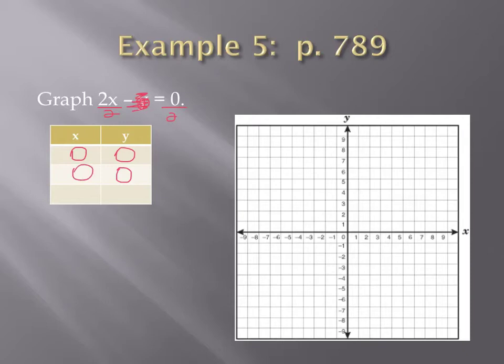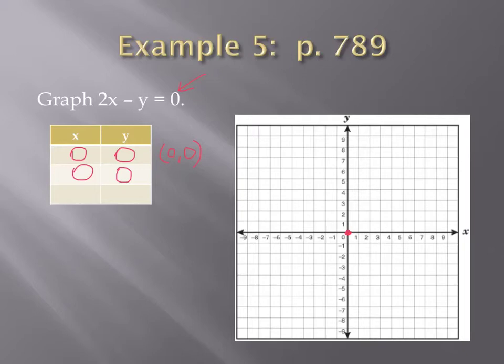So notice that when I plug in my zeros for x and y, I'm only going to get 1 point. I'm going to get the ordered pair 0, 0. So in this case, I have to find another point, because right now I don't have a line, I just have 1 point. I don't have a second to connect it with.